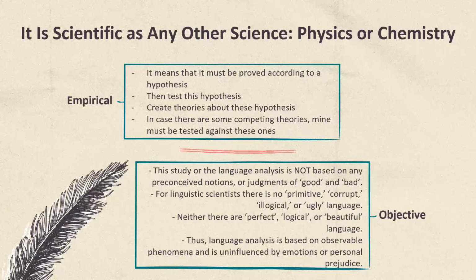We must put forward a theory. Okay? Then test this hypothesis, like we said in the steps. Create theories about this hypothesis. In case there are some competing theories, mine must be tested against these ones. Maybe I created my own theory, and then I find there's an opposing linguist or another scientist who has something like my theory. So, therefore, I have to prove that mine is the right theory.